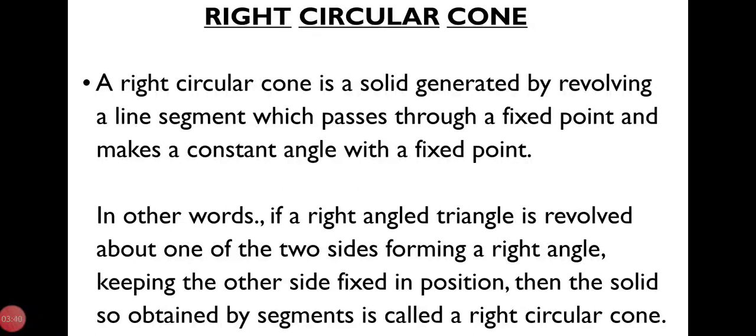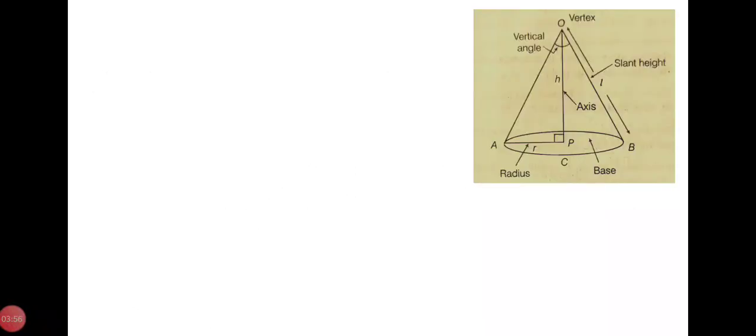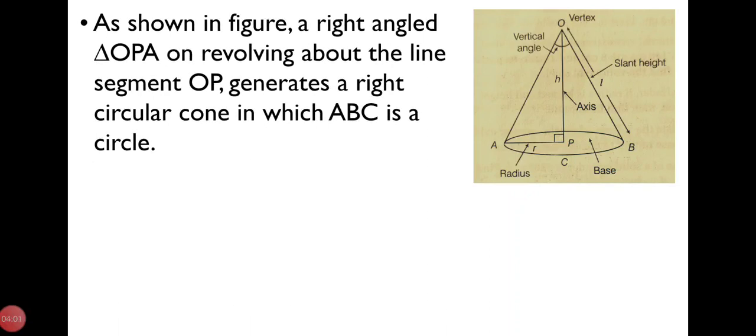So it is given that if a right angle triangle is revolved about one of the two sides forming a right angle, keeping the other side fixed in position, then the solid so obtained is called a right circular cone. You can see in the figure that as shown in figure, a right angle triangle OPA on revolving about the line segment OP generates a right circular cone in which ABC is a circle.